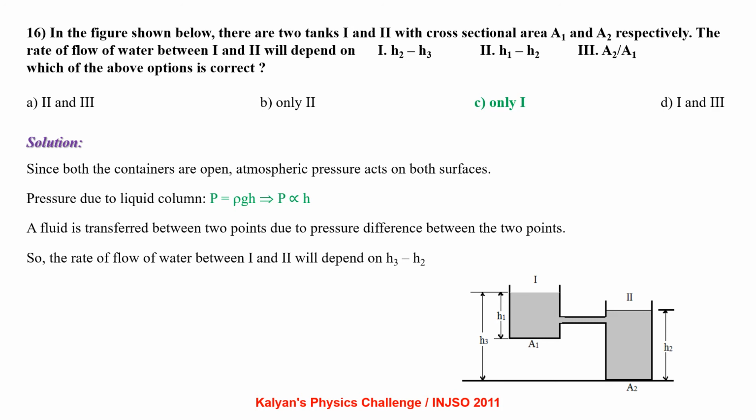Since both containers are open to atmosphere, atmospheric pressure acts on the surfaces. Pressure due to liquid column P equal to rho g h. So from there P is proportional to h. A fluid is transferred between 2 points only due to the pressure difference between the 2 points. So the rate of flow of water between 1 and 2 will depend on h3 minus h2.